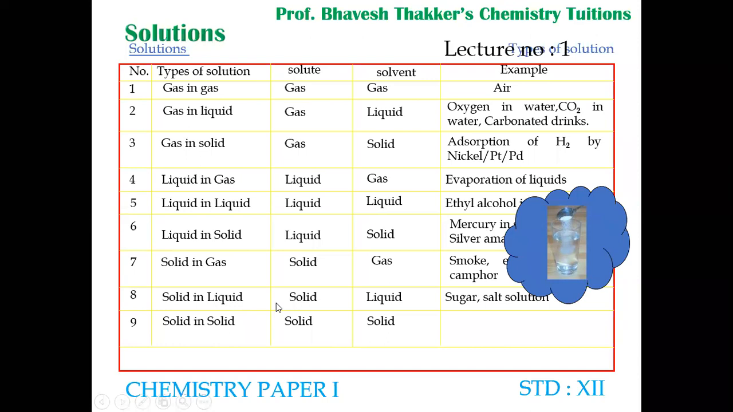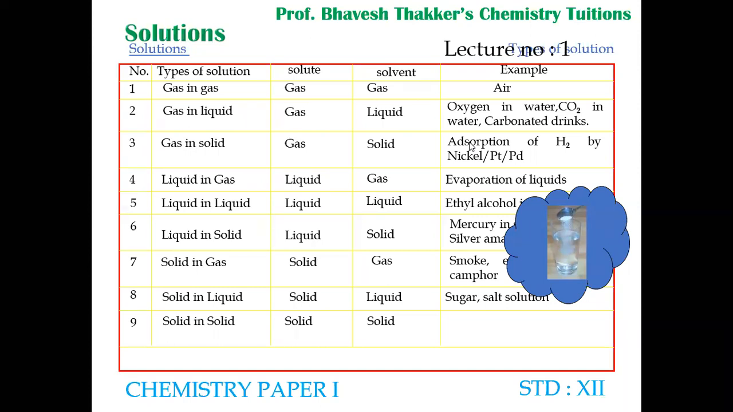Solid in solid type of examples. Solid in solid type, alloy is very good. Sugar and salt will not be taken, Zen. Sugar and salt are not miscible. Stone, alloy, stone cannot be taken. Alloys can be taken. Okay. So alloy is a very good example. Copper, zinc, copper, tin, brass, bronze, German silver. Okay, all these examples can be taken. Steel, very good. Steel can be taken.